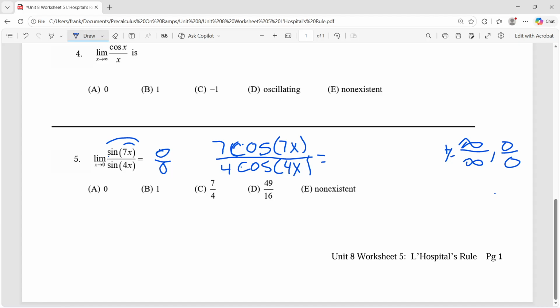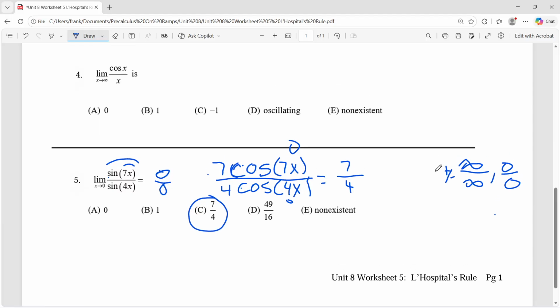Now let me try plugging in 0 and see what happens. 7 times 0 is 0. The cosine of 0 is 1. 7 times 1 is 7. Divided by cosine of 0 is 1. 4 times 1 is 4. 7 fourths. There is the limit of that by using L'Hopital's rule.